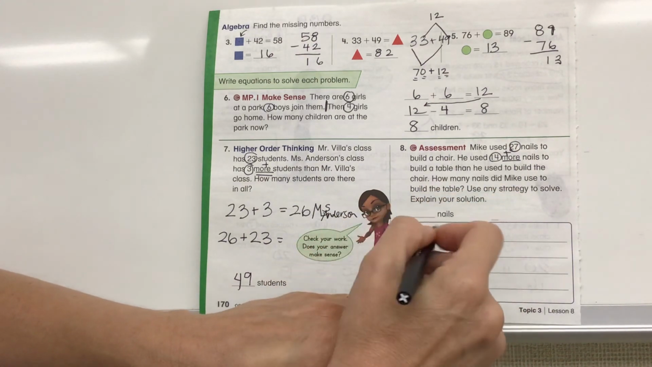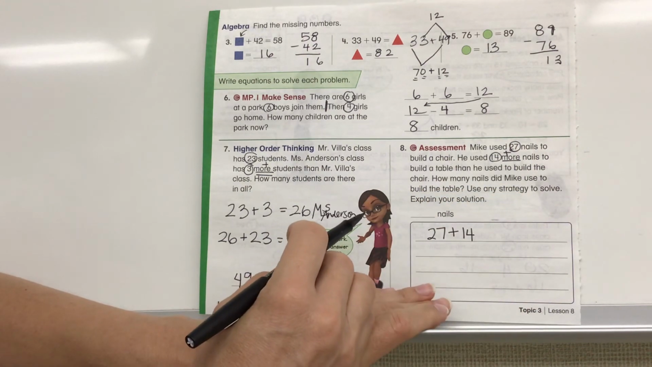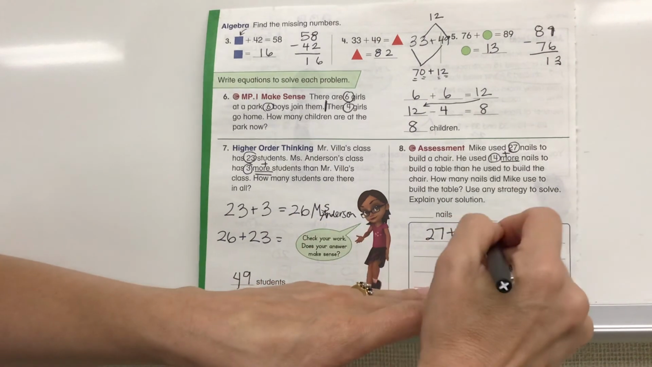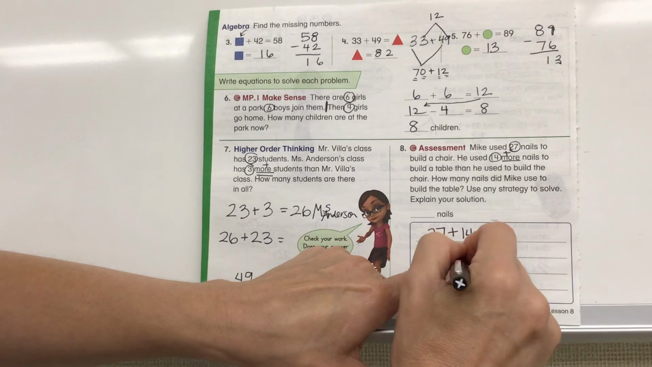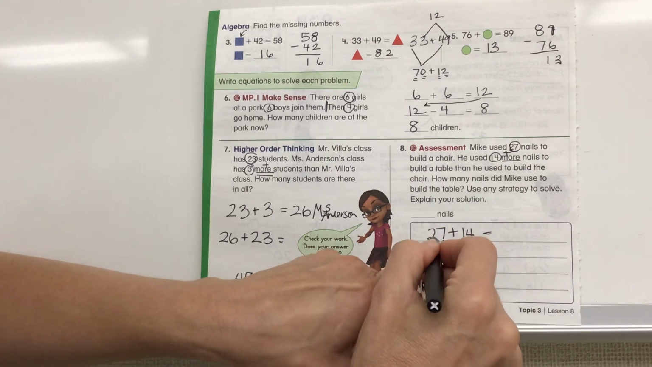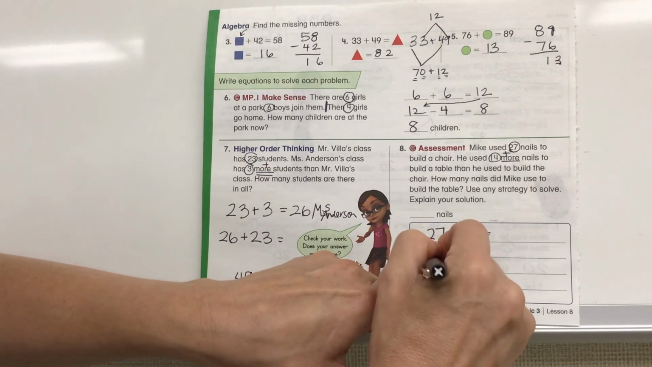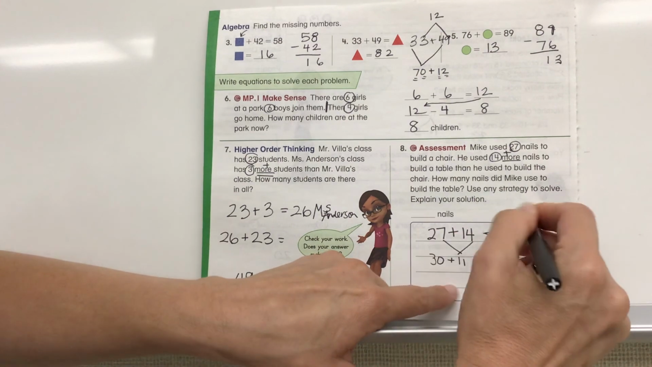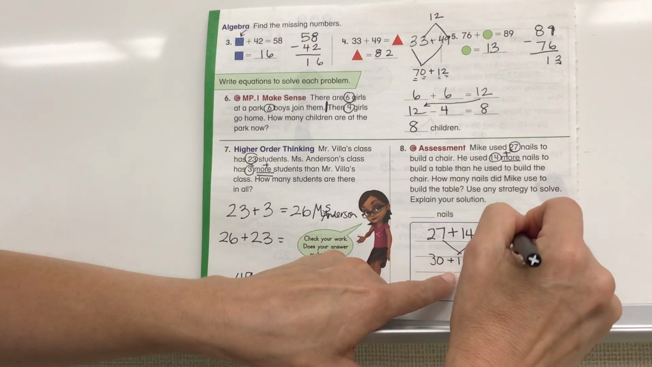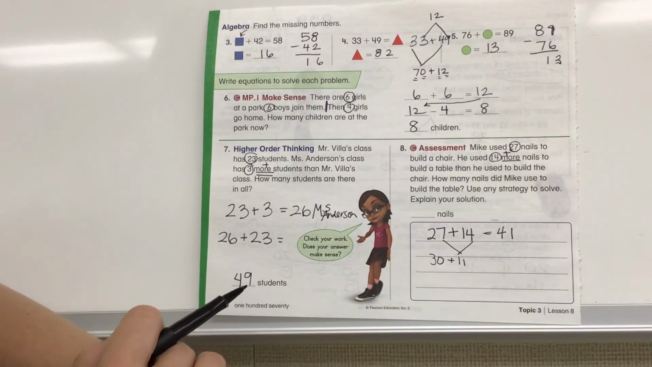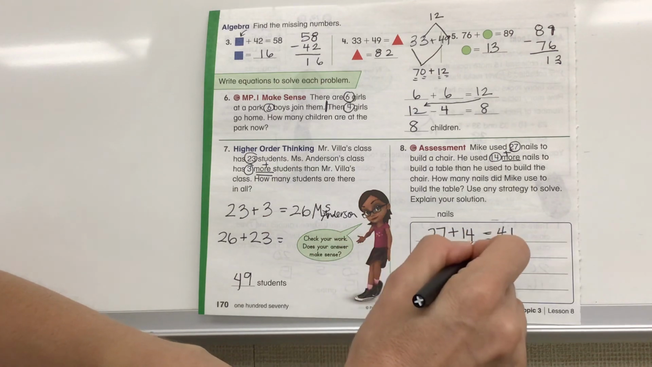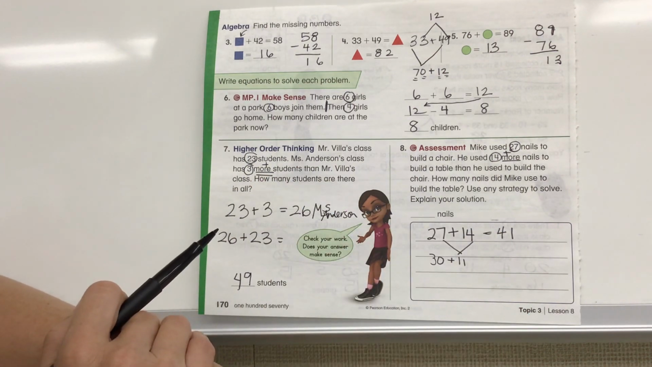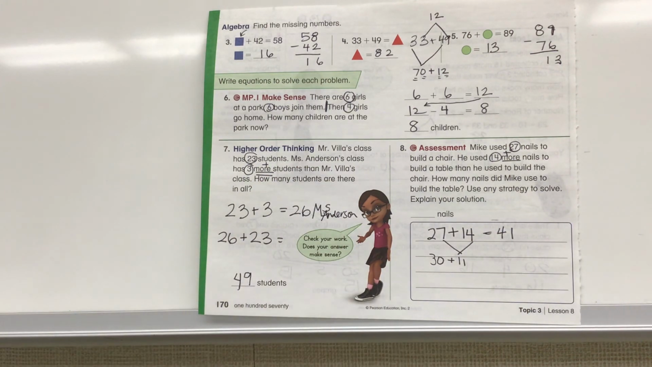So we need to find 27 plus 14 equals, let's see, 7 plus 4 equals 11, and 20 plus 10 equals 30. So 30 plus 11 equals 41. So there is our answer. Not as crazy as we thought it was going to be. So 27 plus 14 was 41. So there you go. Great job, everybody.